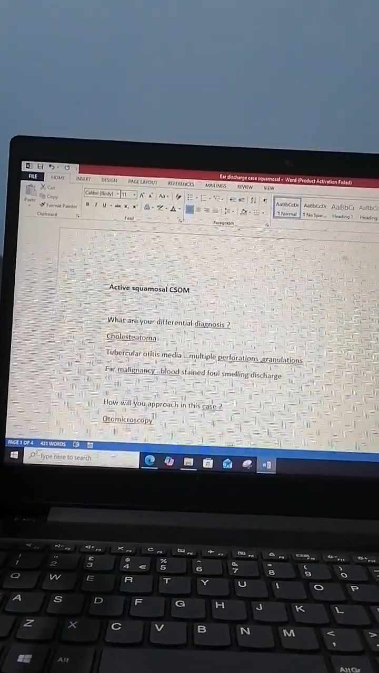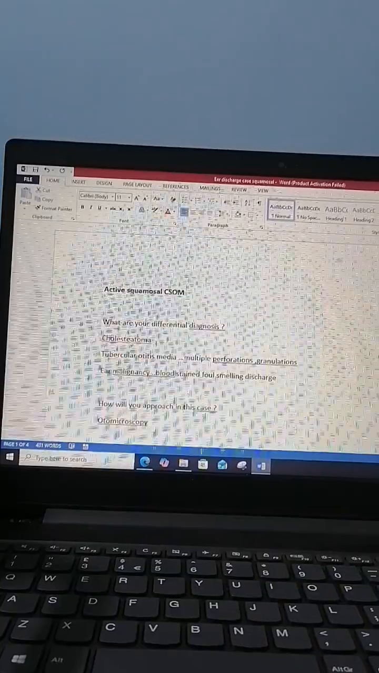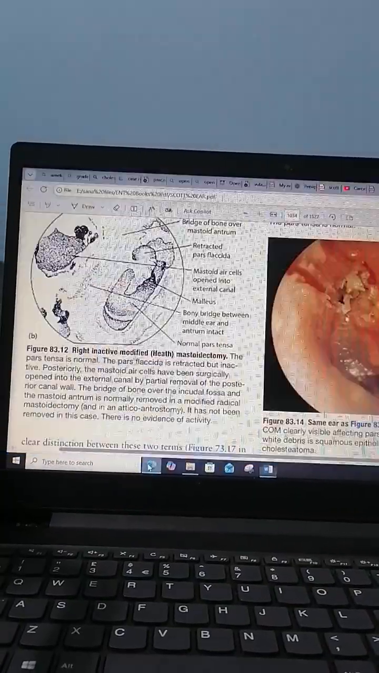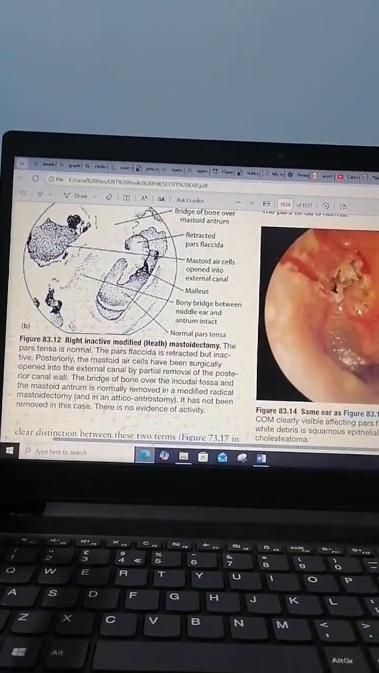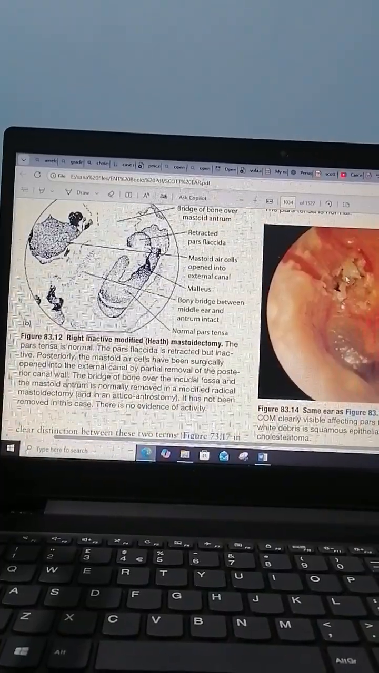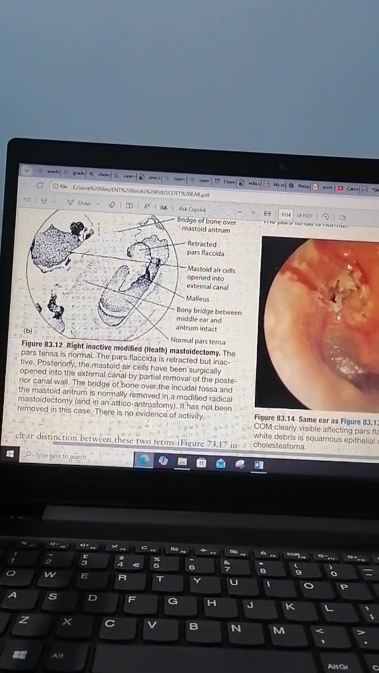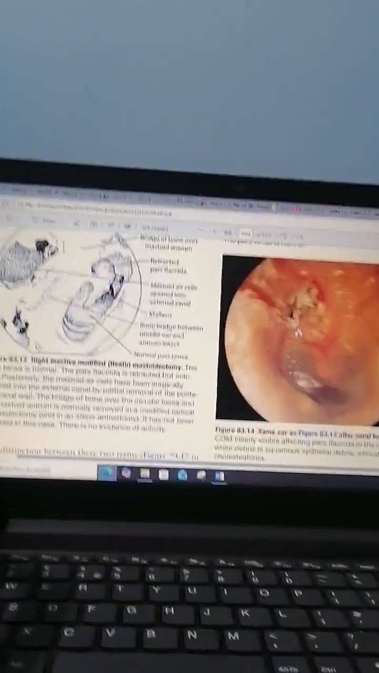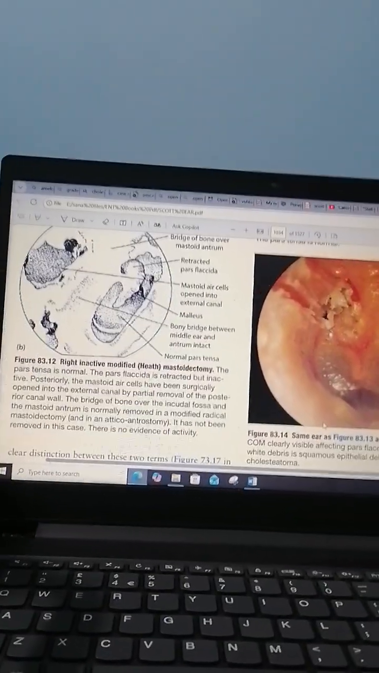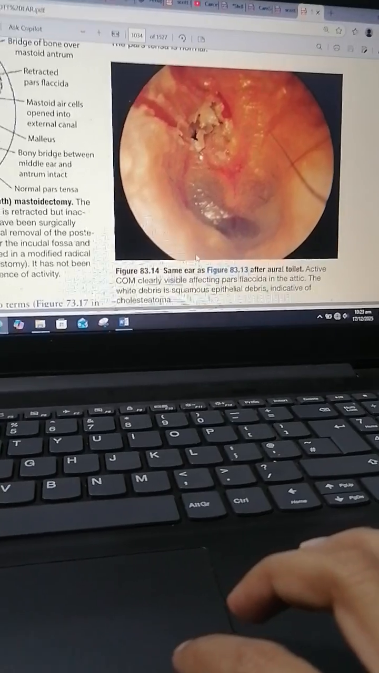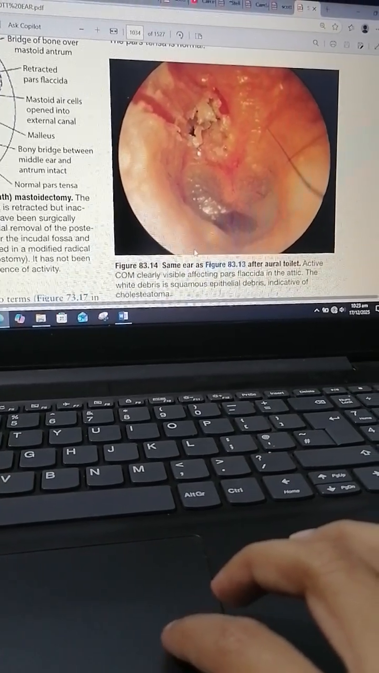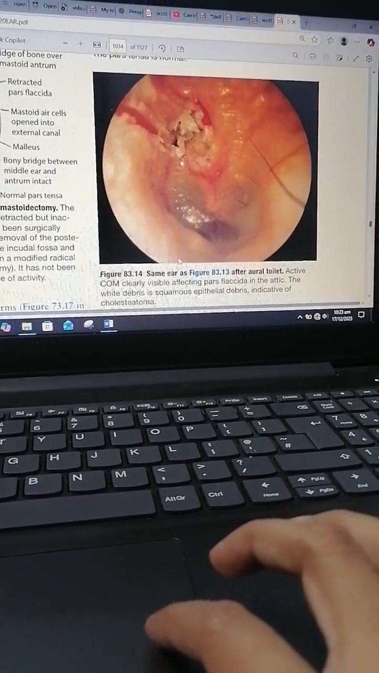It is also called cholesteatoma. Cholesteatoma is whitish keratinized material which is collected in the attic region. It can cause bony erosion, it can erode the ossicles, it can erode the scutum. So we call it unsafe type of chronic suppurative otitis media.